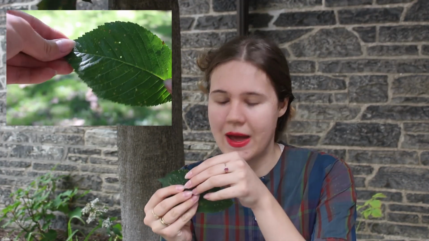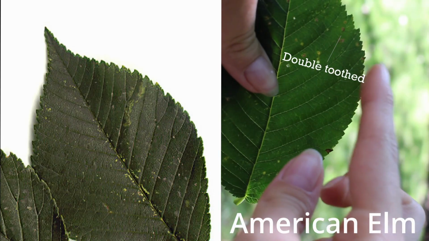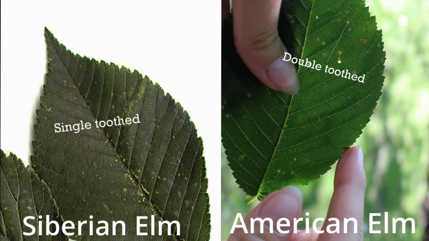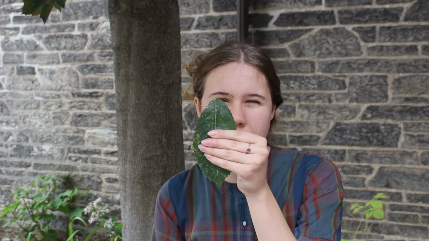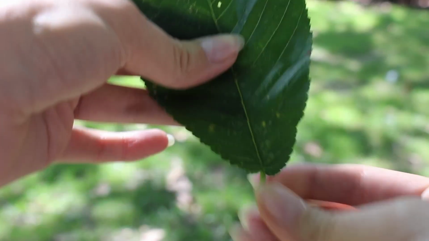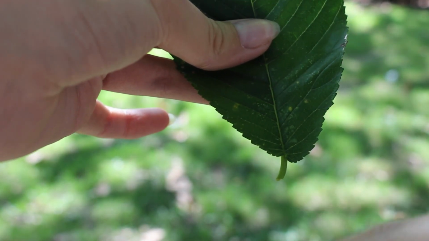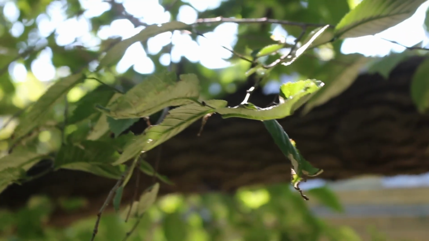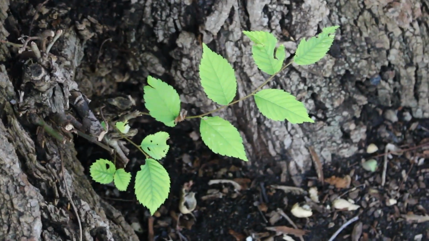The reason for this is the particular tooth pattern on its leaves. You can see that there are double-toothed leaves, whereas the Siberian elm has single teeth. Another distinguishing feature is the way the base of this leaf is constructed. You can see here that the two sides are not evenly symmetrical. Another feature was the large size of the leaves on this tree. These leaves grow in an alternate arrangement along the branch, so if the branch is here, they don't grow symmetrically.